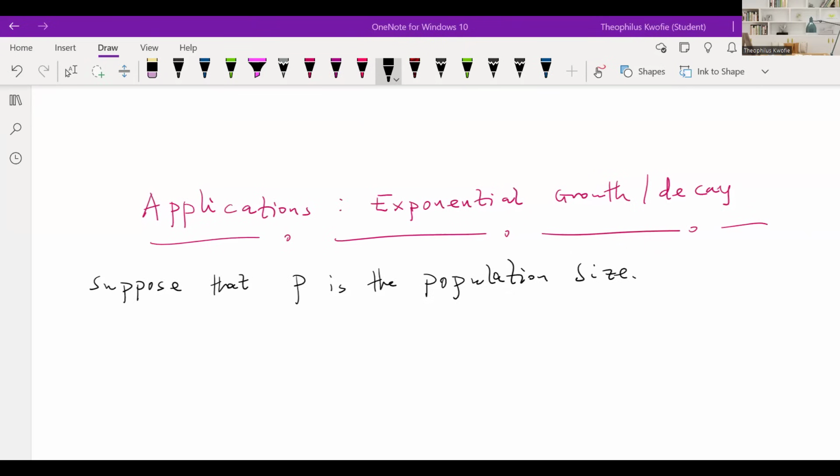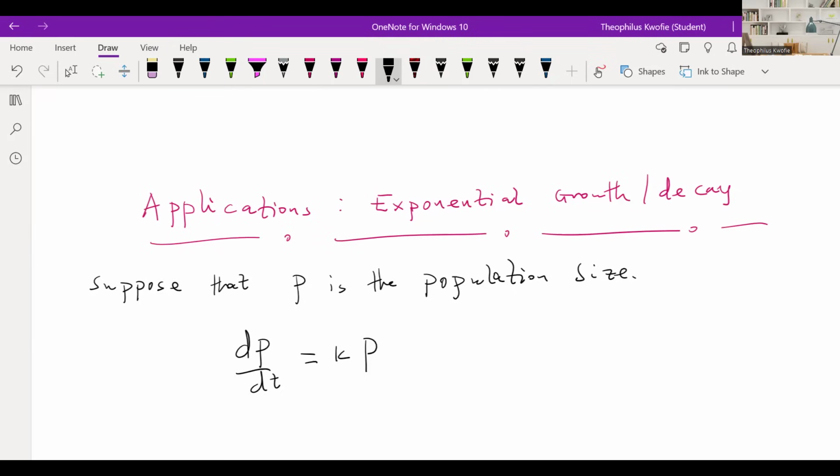All right. So suppose that P is a population size, then the differential equation dP/dt is equal to kP. We claim that it represents the simple model of exponential growth or decay, depending on the sign of the constant k. So in that case, we can say that k represents the rate and nature of the growth or decay.